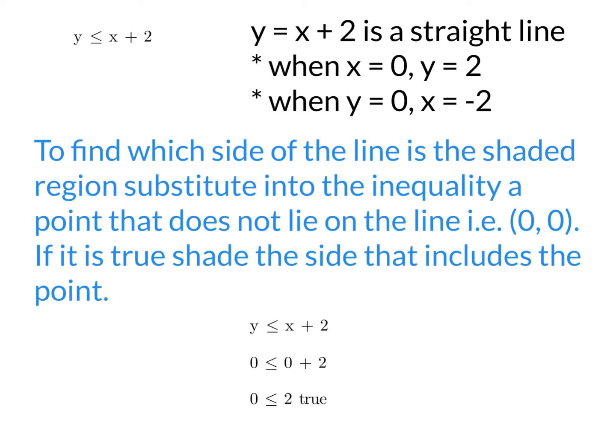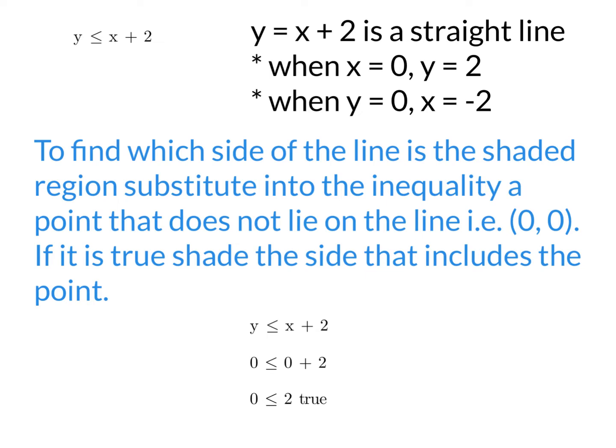To find which side of the line is the shaded region, we substitute into the original inequality, that's y less than or equal to x plus 2, in this case, a point that doesn't lie on the line. So normally we choose the easiest numbers, which is 0, 0. If it's true, when we do the inequality, then the shade includes the point.